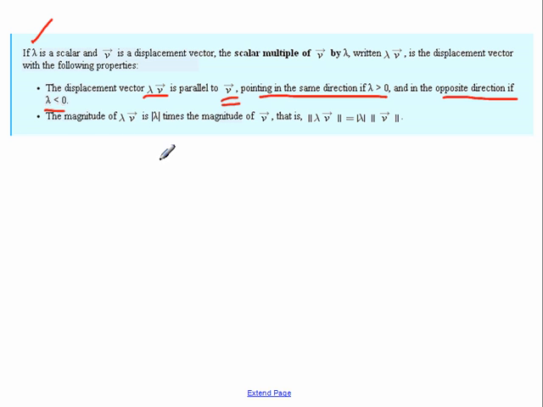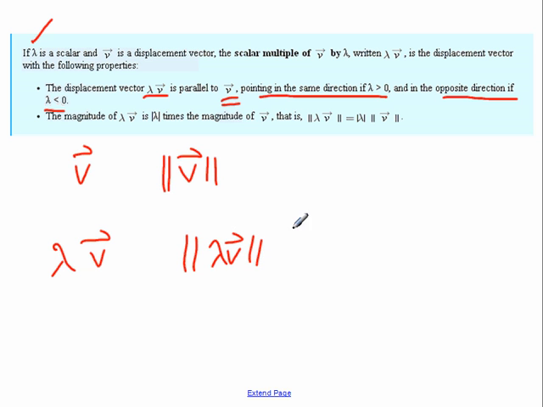And let's say we have vector v with some magnitude. Then lambda times vector v will have a magnitude that's the absolute value of lambda times the magnitude of our vector.